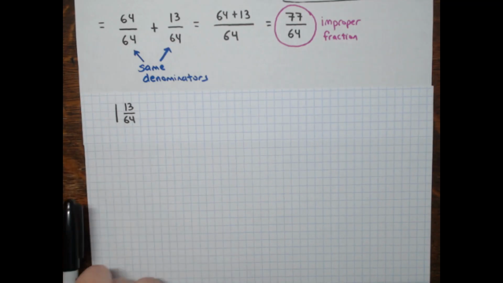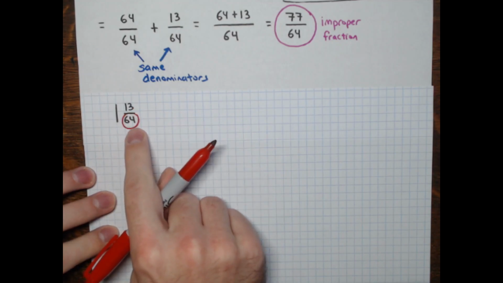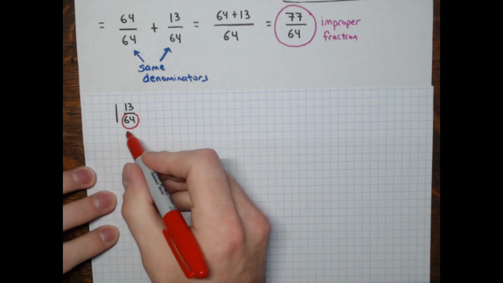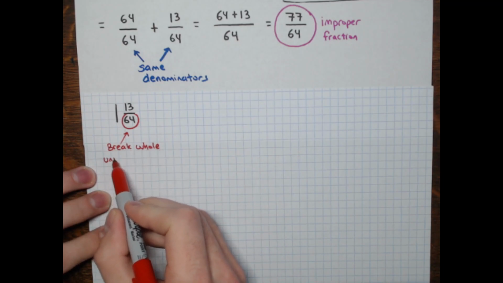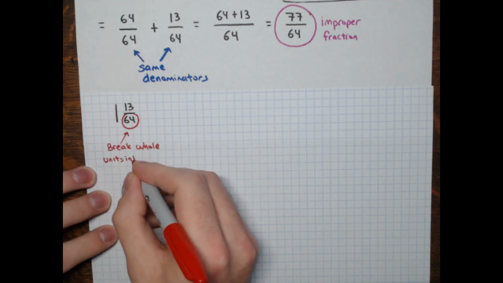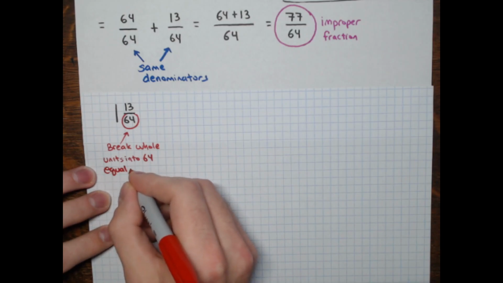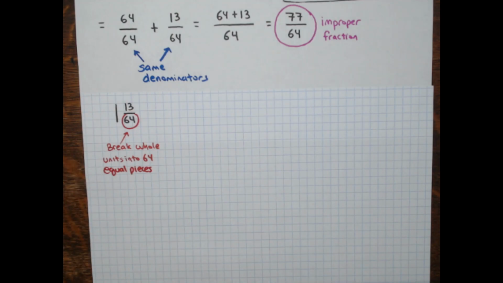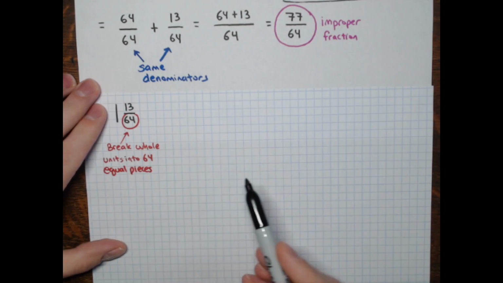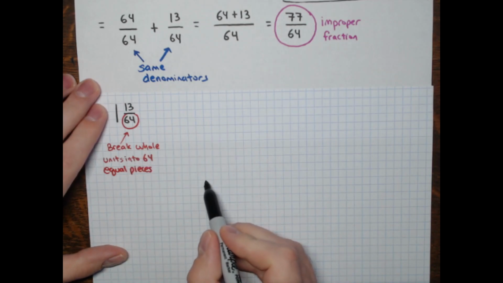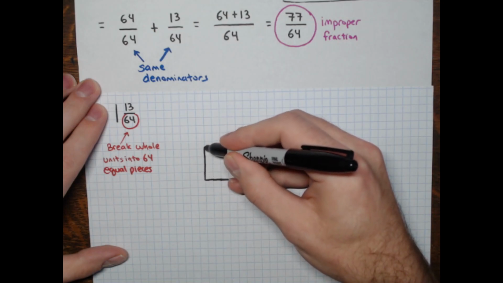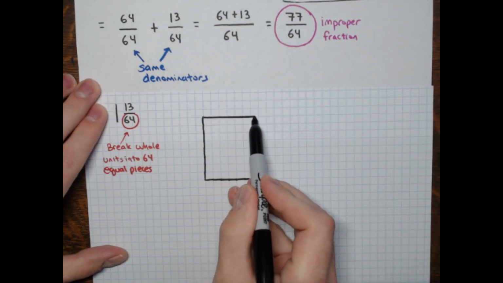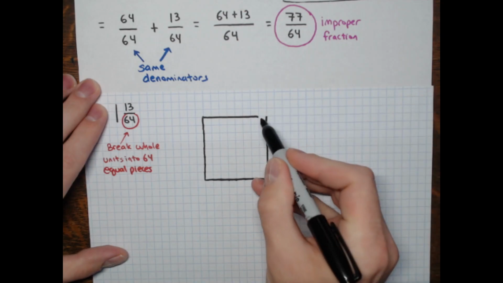Now I'm noticing here that the denominator is 64. So we're going to break things up. This means we're going to break whole units up into 64 equally sized pieces. Well, one way to do that, so it actually fits on my page, is if I made a square here that was 8 squares by 8 squares. So here's 1, 2, 3, 4, 5, 6, 7, 8. And then going up here, 1, 2, 3, 4, 5, 6, 7, 8. And here's what I'm going to call 1 whole unit.